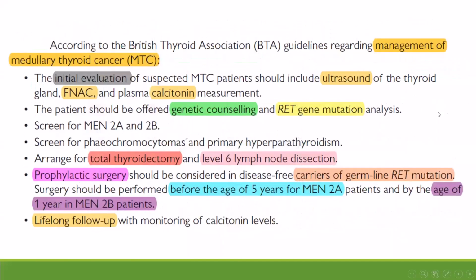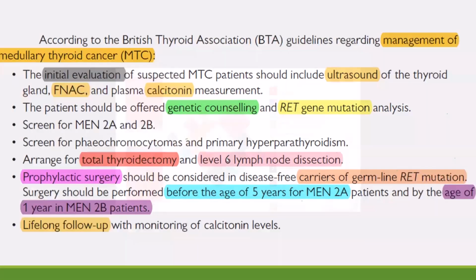And this is how to manage medullary thyroid carcinoma according to the British Thyroid Association guidelines. Genetic counseling and RET gene mutation testing is very important if you suspect or screen for MEN 2A and 2B. Sonography and aspiration cytology screening is the initial evaluation. Prophylactic surgery before the age of 5 in MEN 2A, before the age of 1 in MEN 2B, and lifelong follow-up. Total thyroidectomy is the first choice for treatment with level 6 lymph node dissection.